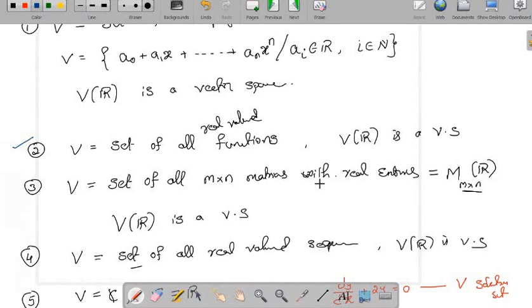Can someone respond? Set of all rational functions. All right. It means that the output is a rational number. Is that what you mean?